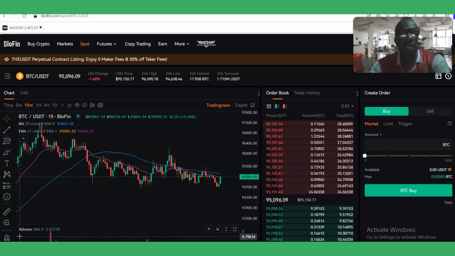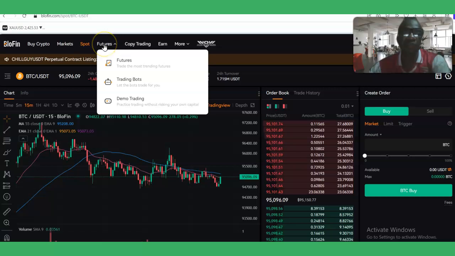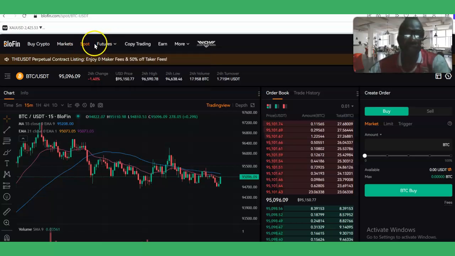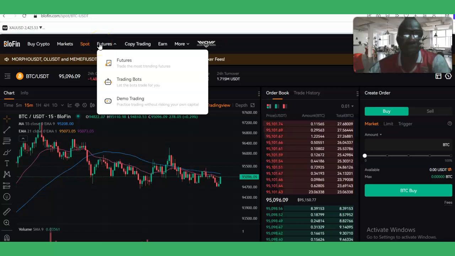Okay, right now I'd like to teach us how to use spot trading and futures trading, and how to trade with them successfully. Here you can see the spot, and that of the futures trading. Both of them are not the same. They have similarities, but there are things that differ in using them.